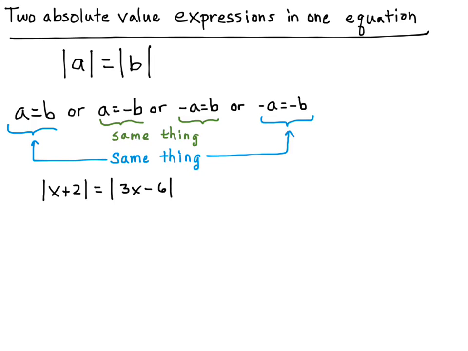And so when we have an expression like this, the absolute value of x plus 2 equals the absolute value of 3x minus 6, I make two equations.